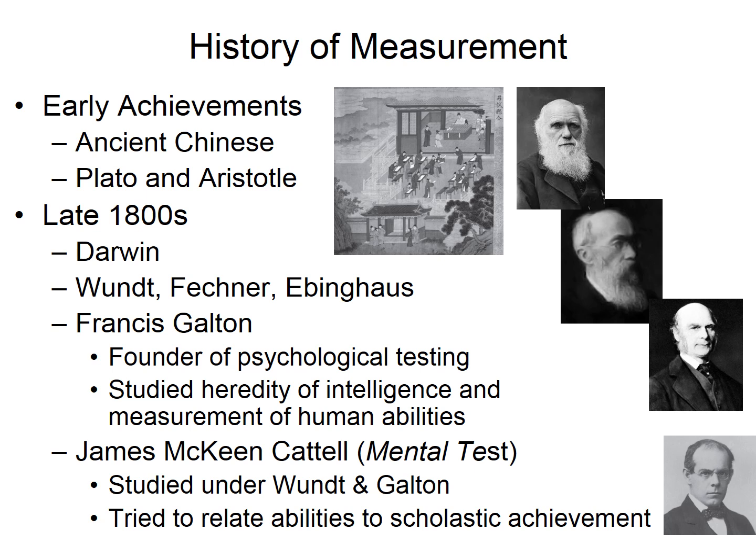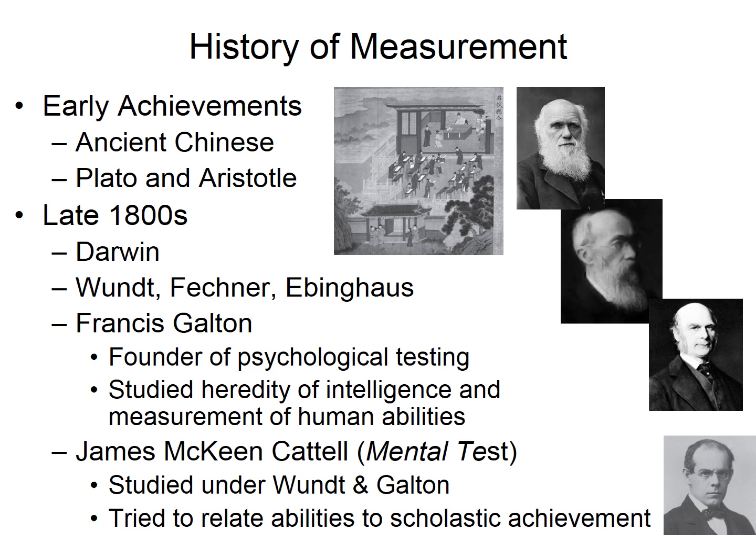Really the founder of psychological testing, and again, he was a direct disciple of Darwin's. He studied heredity of intelligence, and he was the first person to really try to measure human abilities, and he was looking at ways to quantify basically top performers from bottom performers in key human traits, mainly intelligence.